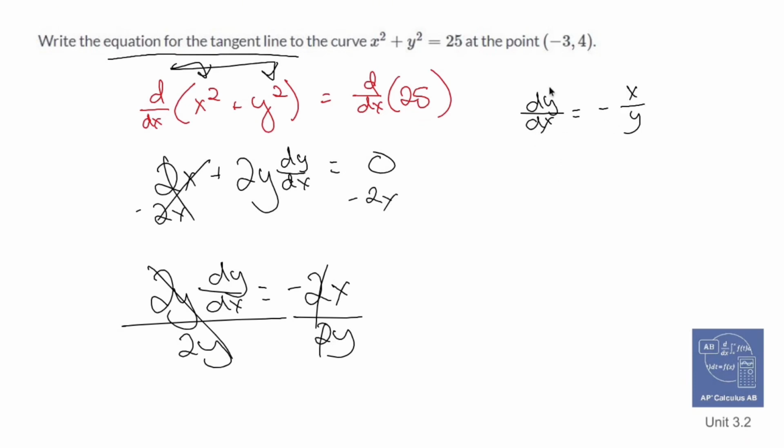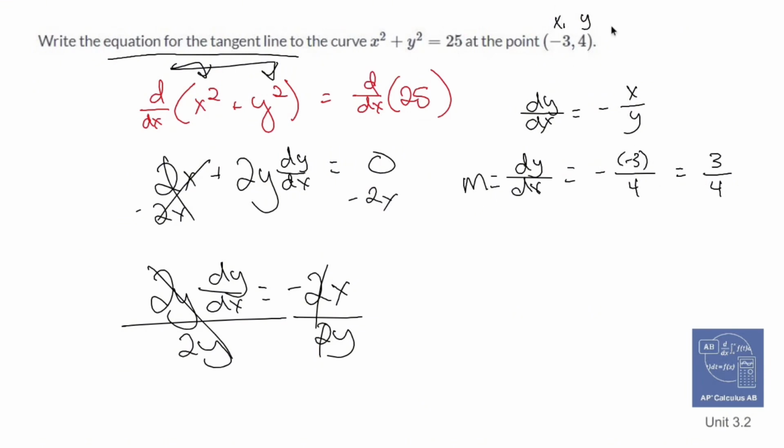Now, this is my derivative of the slope with respect to x and y. I can now say you were an x and you were a y. Let's plug those points in. So my slope is going to be negative 3 over positive 4. So 3 over 4. So what I have is a slope of 3 over 4.